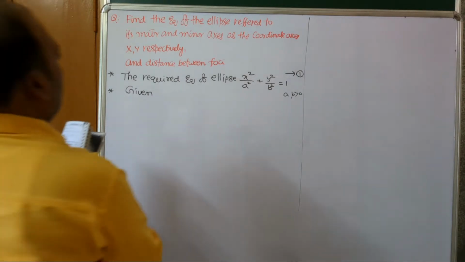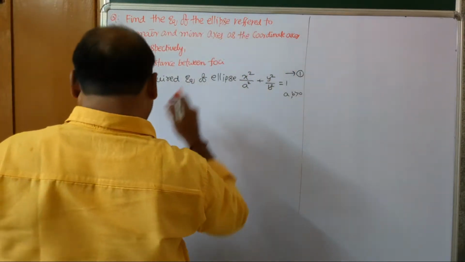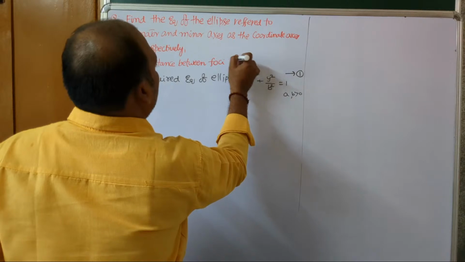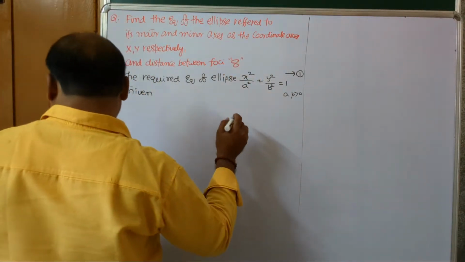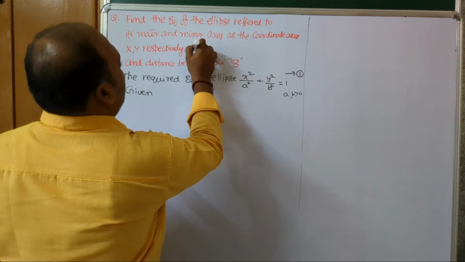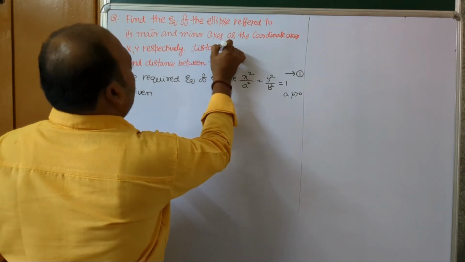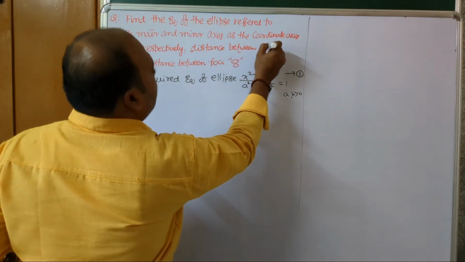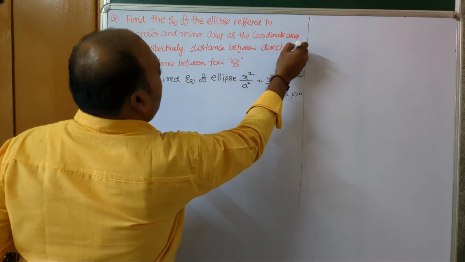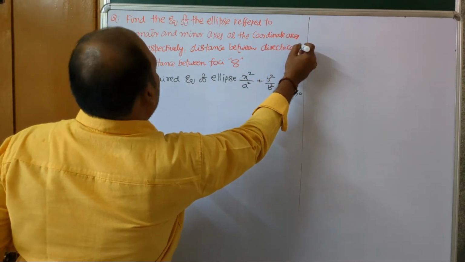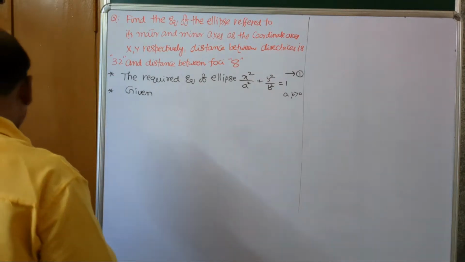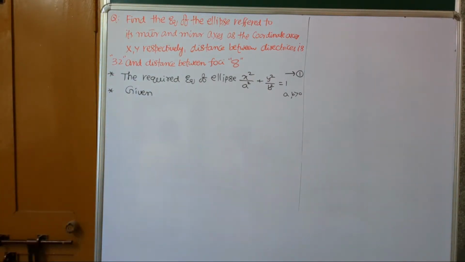Find the equation of the ellipse in the standard form, referred to major axis and minor axis, whose distance between foci is 8 and distance between directrices is 32. So this question we are going to solve.